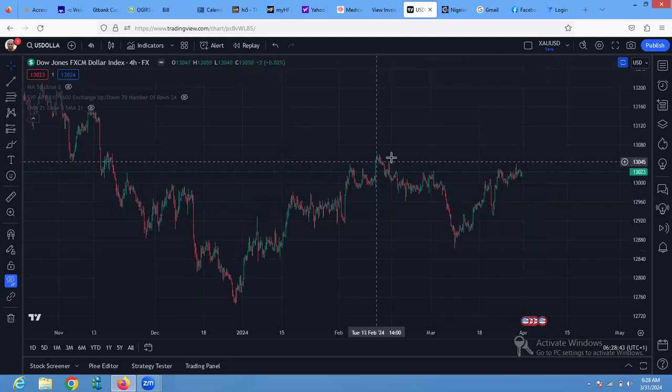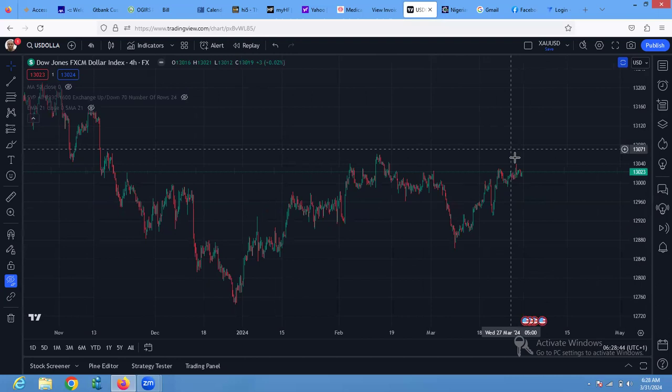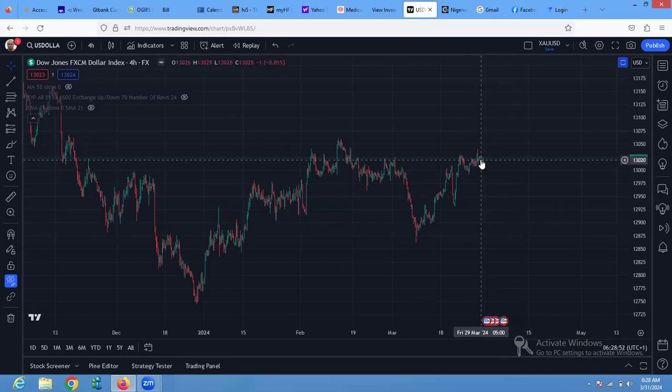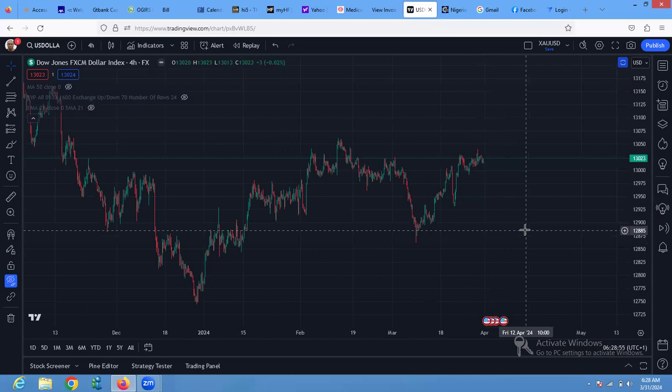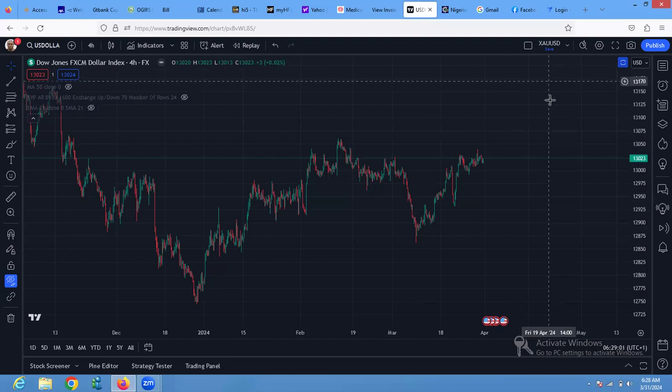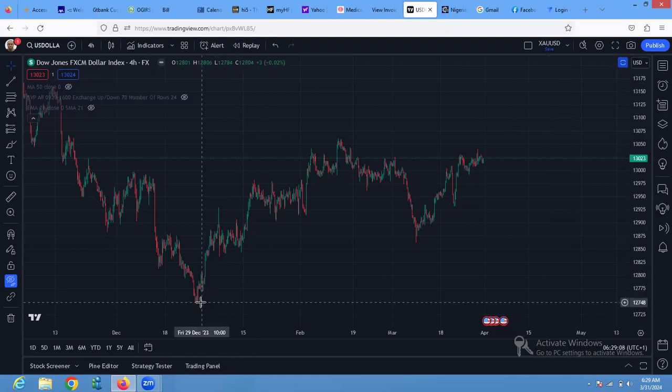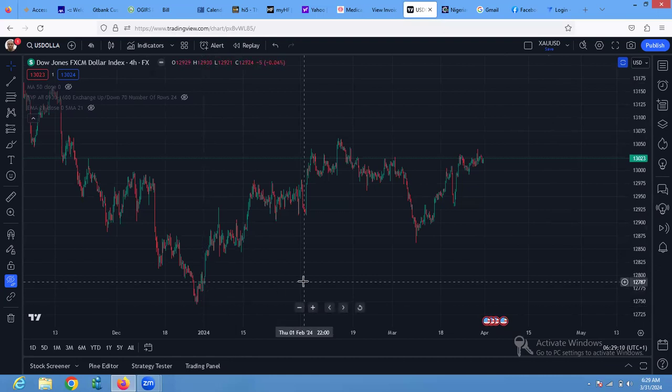So this might just be A of B and a B of B. We may now want to do a C of B, which means that we are predicting that we're going to have one more leg down, another one leg to the upside, and then we'll be ready to go down and take out the structure to the downside here. So that is what I can see here now.